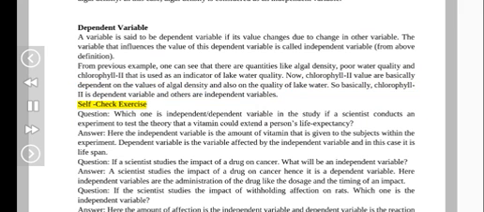Self-check exercise. Question: Which one is the independent and which the dependent variable in the study if a scientist conducts an experiment to test the theory that a vitamin could extend a person's life expectancy? Answer: Here the independent variable is the amount of vitamin that is given to the subjects within the experiment. The dependent variable is the variable affected by the independent variable, and in this case it is lifespan. Question: If a scientist studies the impact of a drug on cancer, what will be an independent variable?